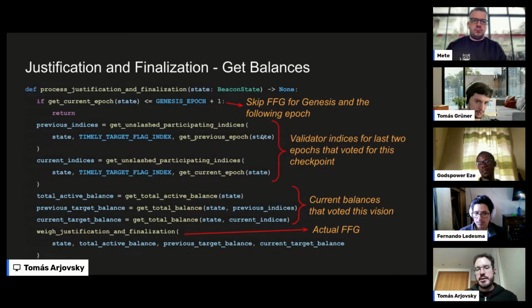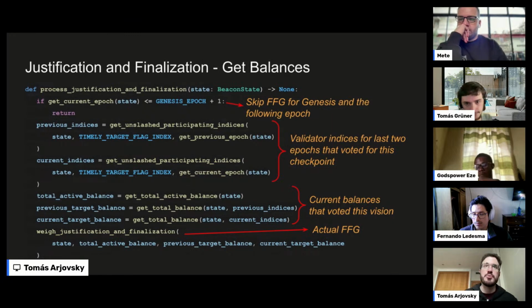And what I will collect here is a couple of different values. I want to see here previous indices and current indices. When you read indices, we're referring to validators, right? These are validator indices. And what we're getting is the timely target flag index. Sorry, I will explain what this function does. This is probably the best thing to do. We're getting validators that are not slashed, so are participating in consensus, because slashed validators do not participate.